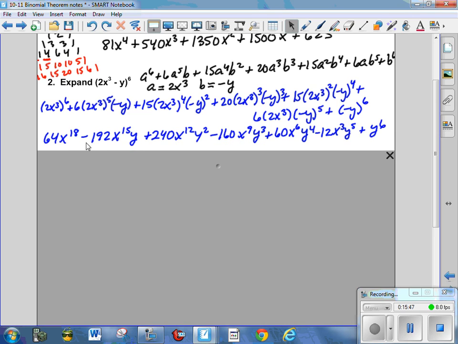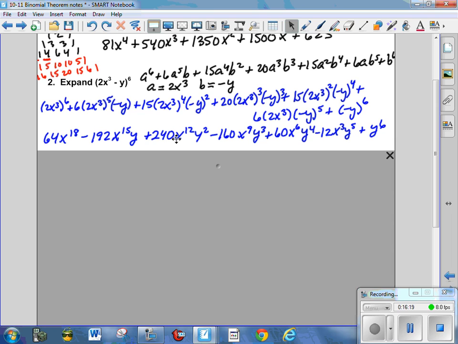Notice when you get to the end on this one that you're doing 2x to the third to the 6th, which means you're going to have 2 to the 6th, x to the third to the 6th, which gives you x to the 18th. So even though this binomial is raised to the 6th power, since there's an exponent inside the binomial, I don't end up with 6, 5, 4, 3, 2, 1 for my exponents. I end up with 18, 15, 12, 9, 6, 3, because they go down by 3s because it's an x to the third in there.